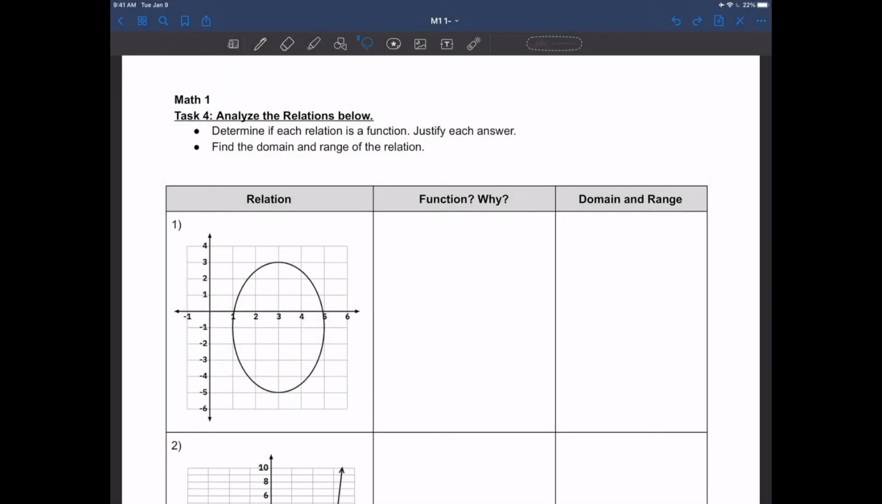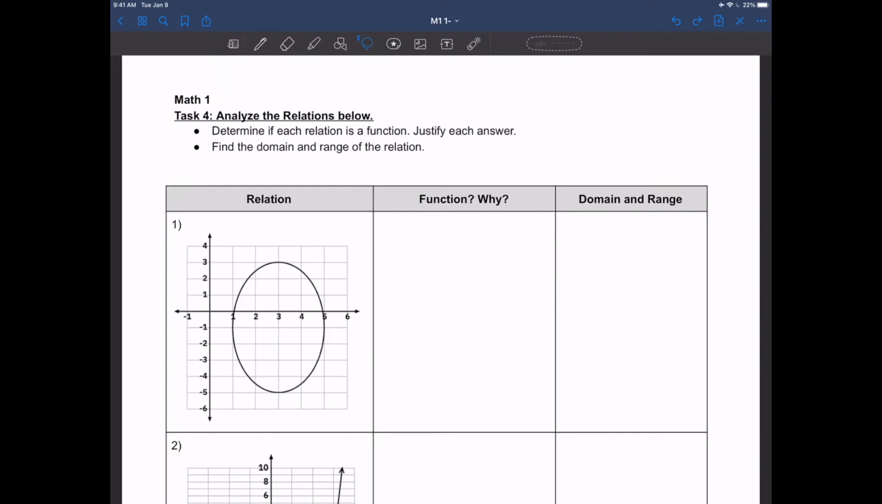All right, so task 4 is practice. Analyze the relations below. Determine if each relation is a function and justify your answer. Find the domain and range of the relation. So, as an example, I'm going to do number 1. This is a more continuous type of graph. This is not a discrete graph. So our domain and range is going to change. It will look like inequality notation instead.